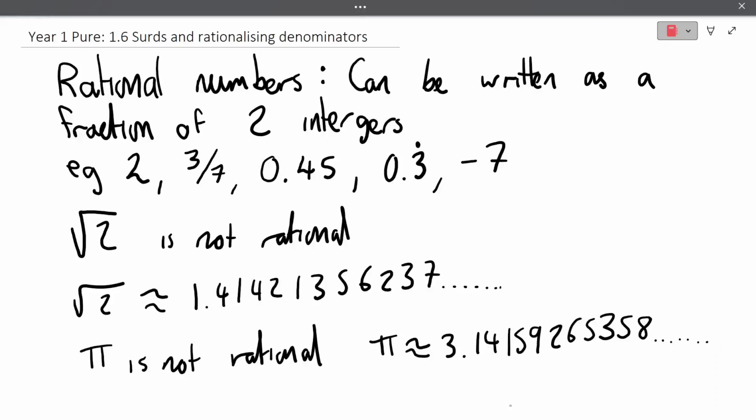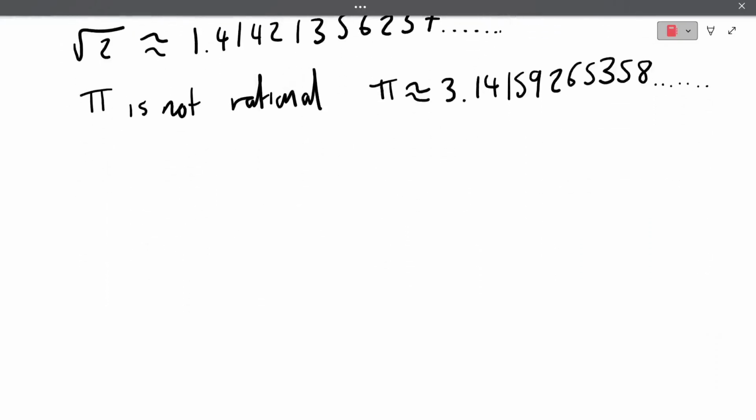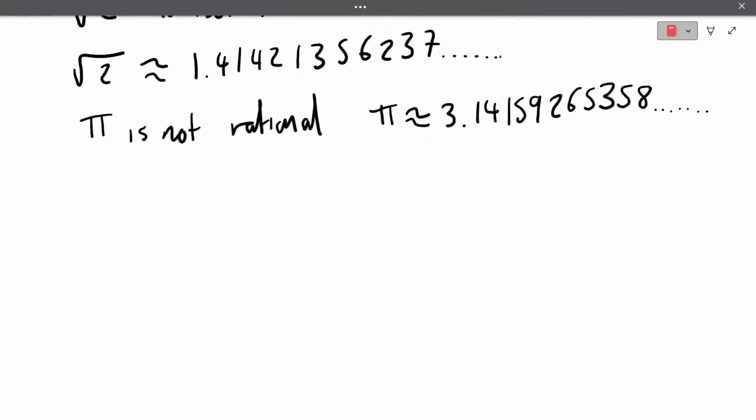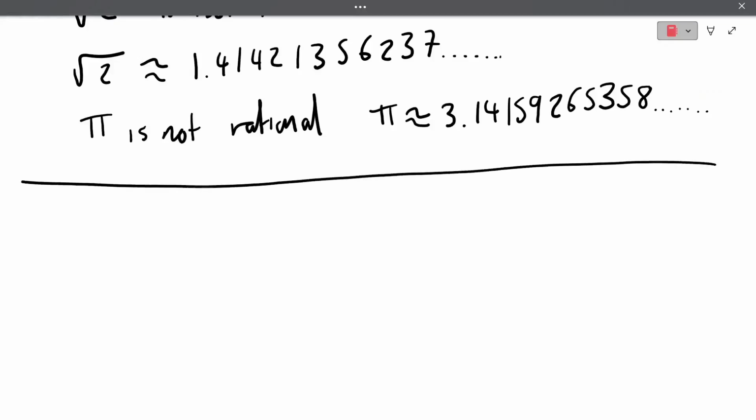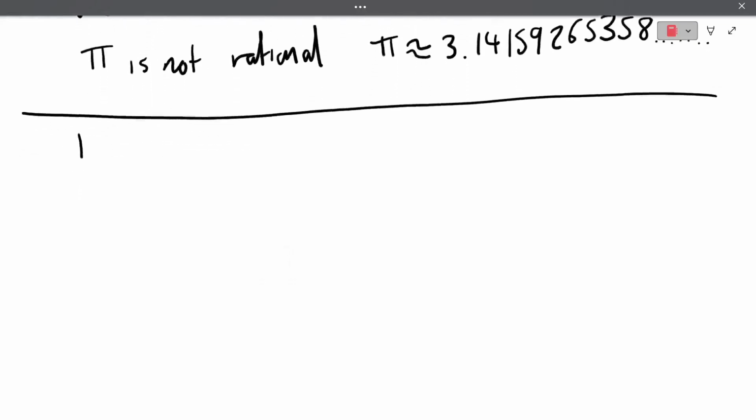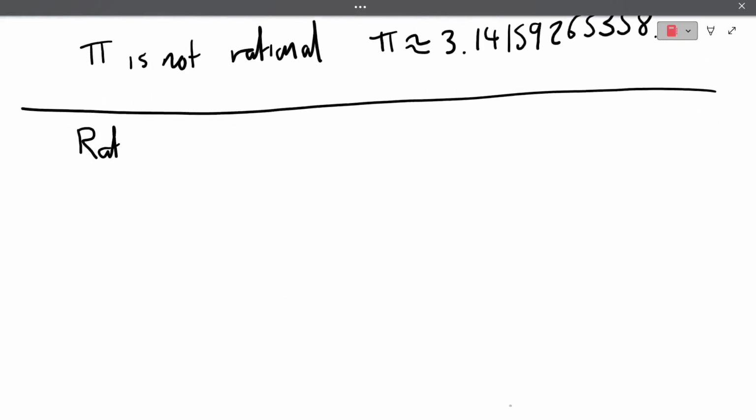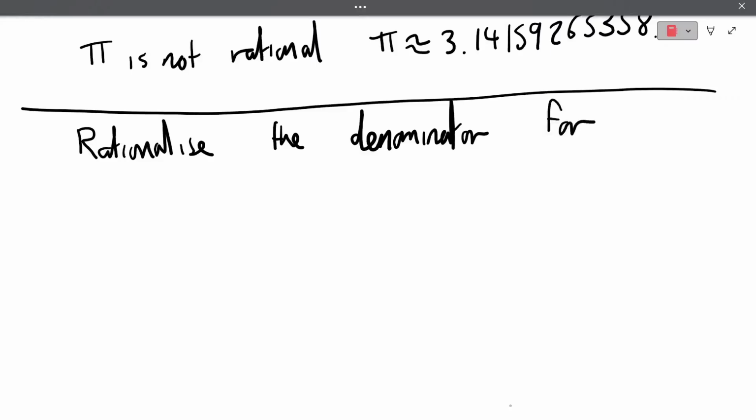Now, when you've got surds, which is the square root things, we often want to rationalize the denominator. So they might have something like: rationalize the denominator for, let's go for 24 over the square root of 3.